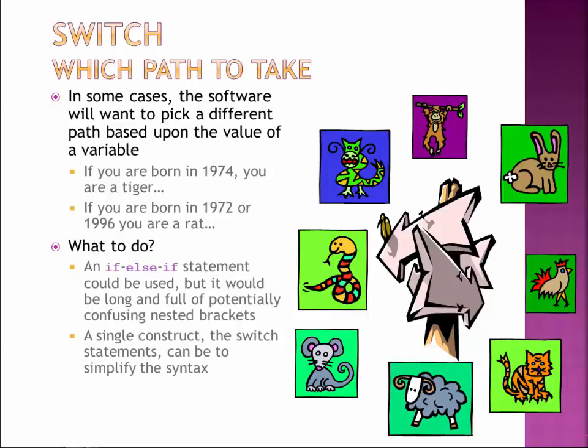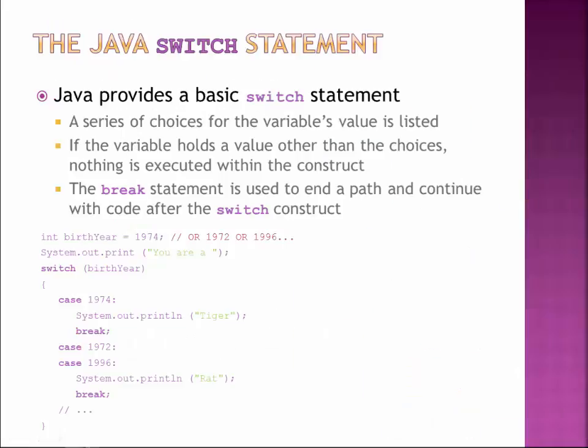So I could do an if then else structure. If it's 1974, then it's tiger. Else if it's 72, it's a rat. Else if it's 96, it's a rat. I could do some structure like that, but the switch statement gives us a simplified way of cleaning up that code and making it a little bit more readable.